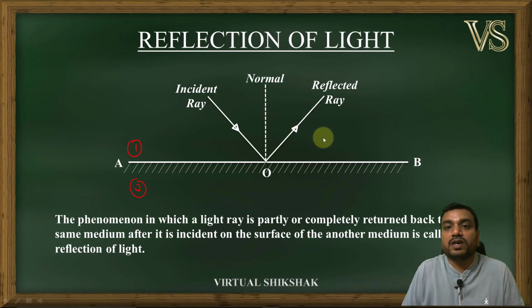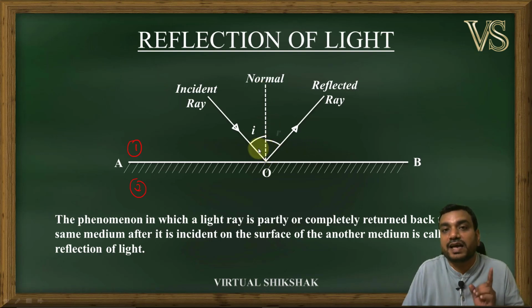Now we are also going to discuss the angle of incidence. What is angle of incidence? It is nothing but the angle between the incident ray and the normal. Here note that the normal is drawn at the point of incidence.